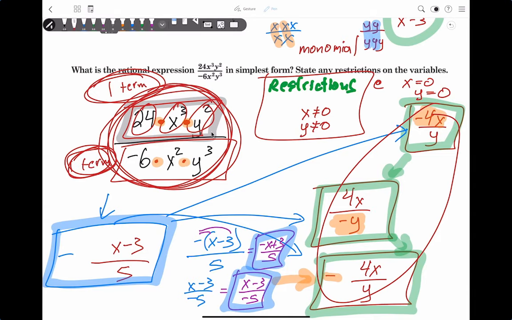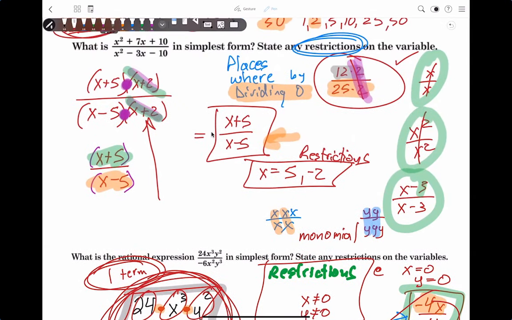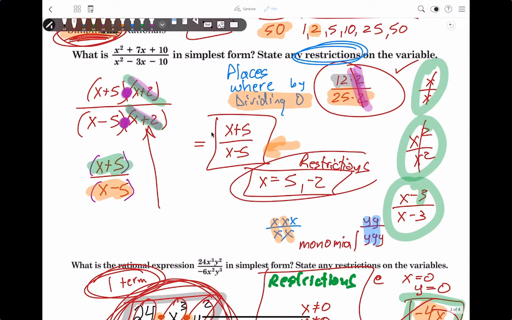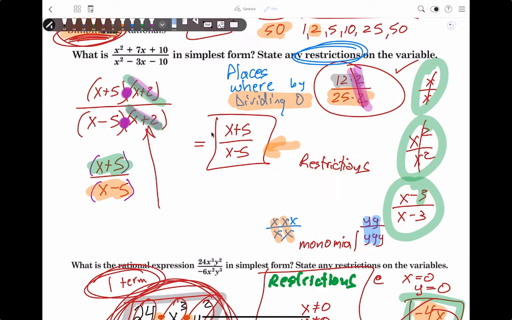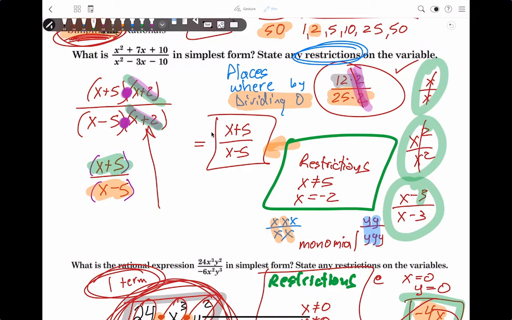Okay? So let me come up here and fix that just real quick. Restrictions happen when x is equal to 5 and -2, but we're going to do the same thing here. We're going to say x cannot equal 5 and x cannot equal -2. These will be listed as my restrictions, because otherwise you'd be dividing by 0. Let's keep going.